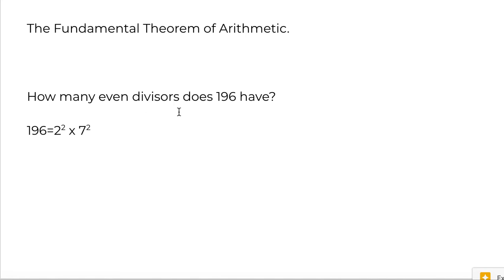Now if we want the even divisors, then we need to take at least one 2. So we have two choices. We can have one 2 or two 2's in it. So we have 2 times 3 choices. So that's 6 even divisors that are there with 196.